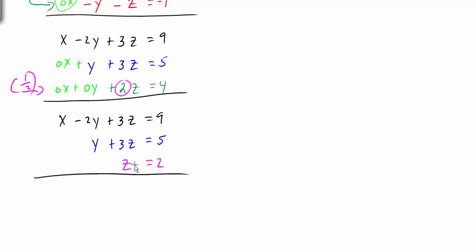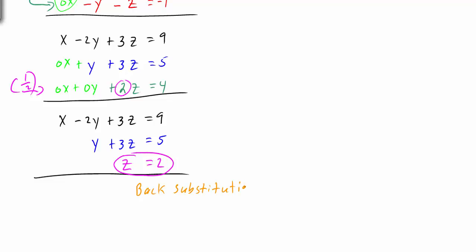Now, why do we want to go through this whole process? Well, by doing so now, if we notice, the very last equation here, we have solved for z equals 2. So now we know the value of z is equal to 2. And from this point, we can use what is called back substitution, okay?